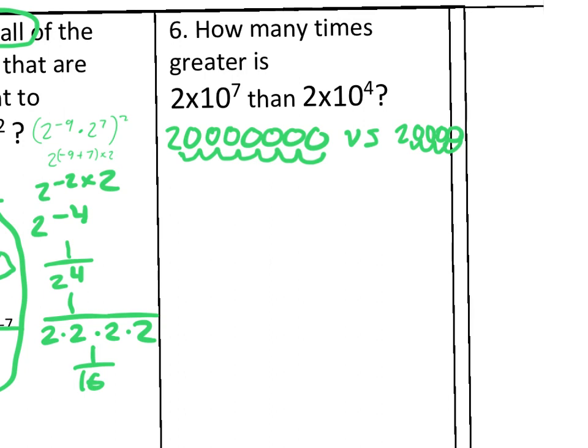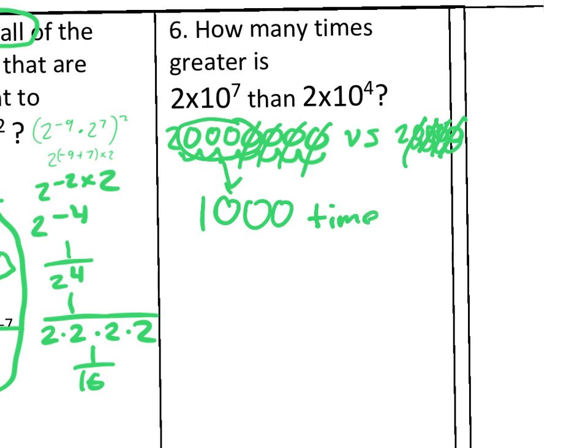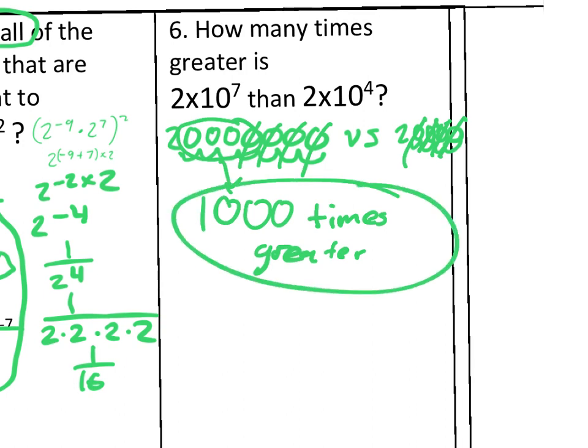All right, so divide it out. 2 divided by 2 is 1, and start eliminating zeros. So that 0 cancels out with that 0, out, out, out, out, 3 zeros, 1, 2, 3. So 1,000 times greater. 1,000 times greater is your solution.